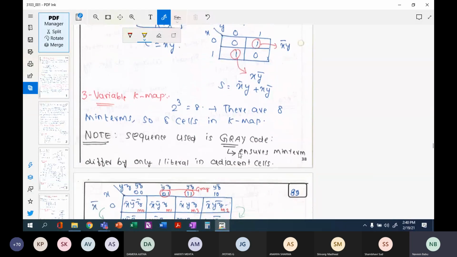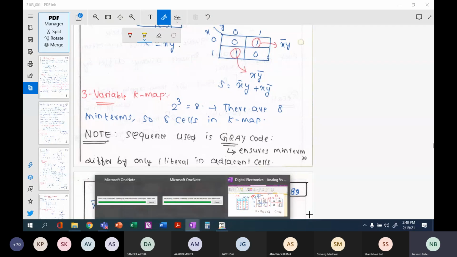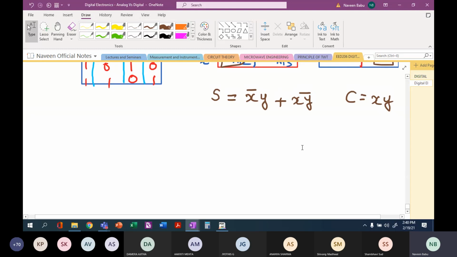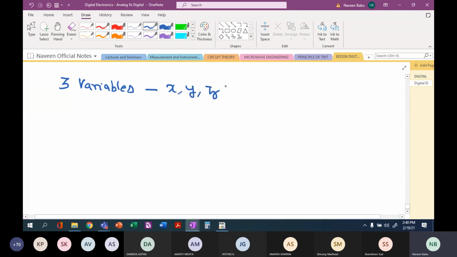How do we do a 3 variable map? Again, the first step is to look at the variables. Now the variables are 3, so what are the 3 variables? The 3 variables are X, Y, Z. If there are 3 variables, how many input combinations are possible? 2 power 3 input combinations are possible, which means that there will be 8 cells. So how do we create 8 cells?